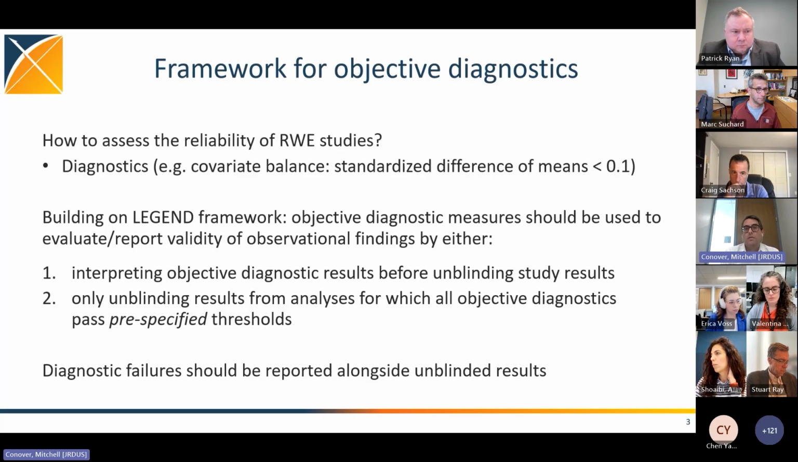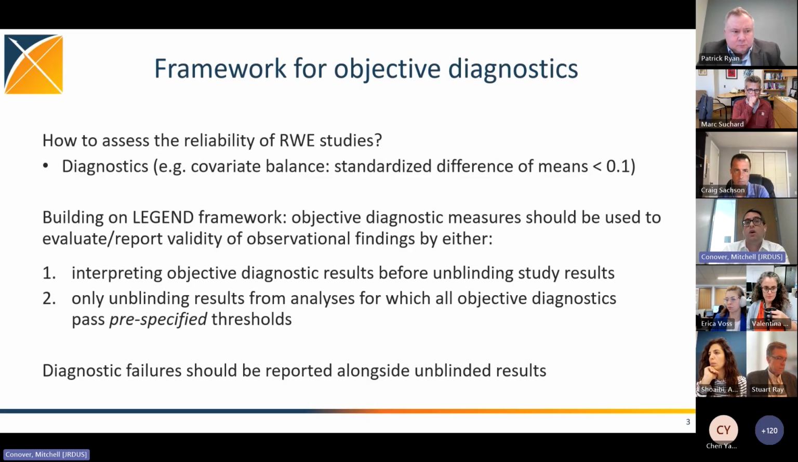One that would be familiar to many people in the group would be the standardized difference of means, which allows us to compare covariate distributions among exposed and unexposed patients after analytic adjustment. One heuristic is Peter Austin's requirement that the standardized difference of means be less than 0.1 for all of the covariates assessed.